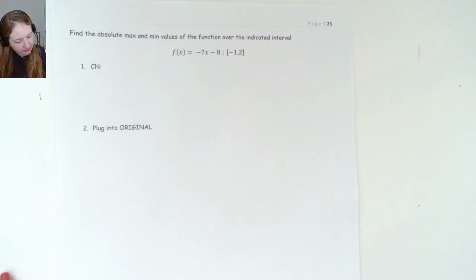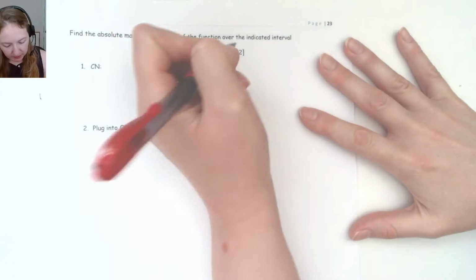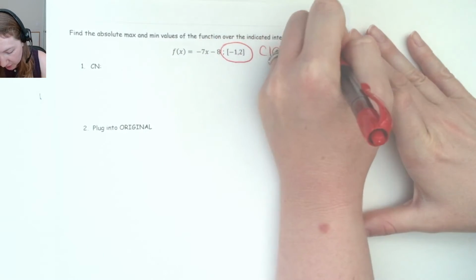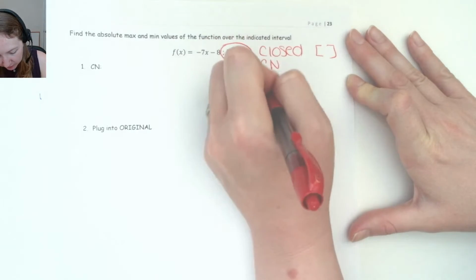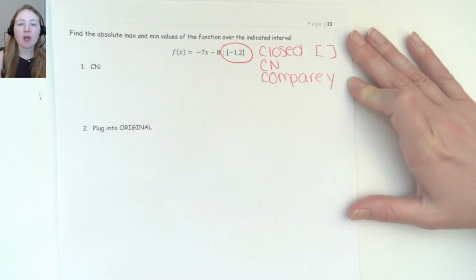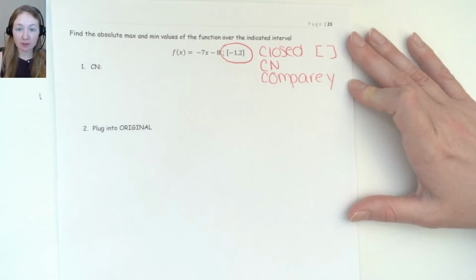All right, so here it asks for finding the absolute max and min over, and this is the key thing to notice, that it is in fact a closed interval. So when you see that closed interval, we know we need critical numbers, and then we need to compare the y values. So what we're going to do is first find our critical numbers.